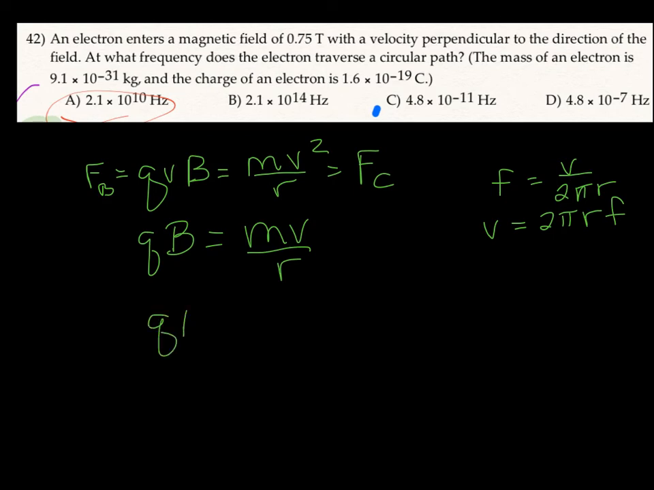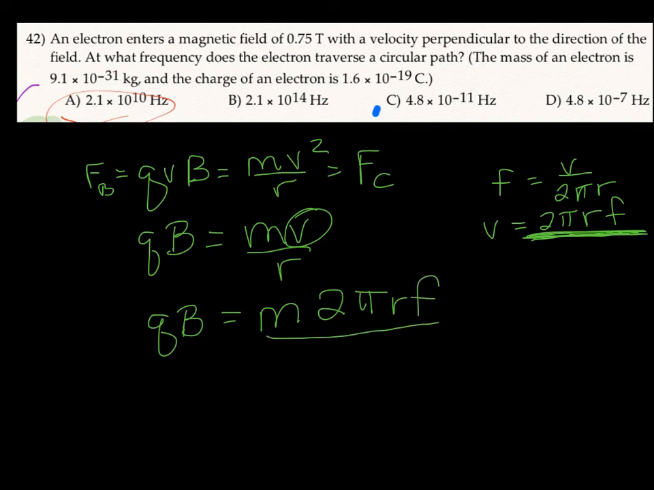So QB is equal to m. Okay, now we've said v is this, so we're going to substitute everything in here for v: 2 pi r f over r. Now, do you see in our problem they didn't give us the radius of the circle? But guess what? Look, our r's cancel. So QB is equal to our mass times 2 pi times the frequency.